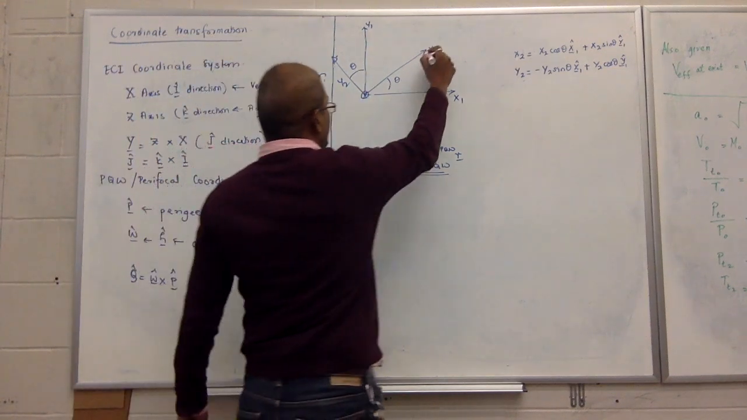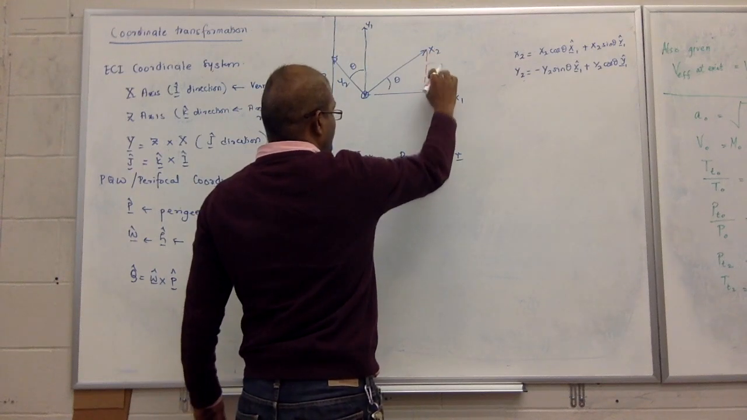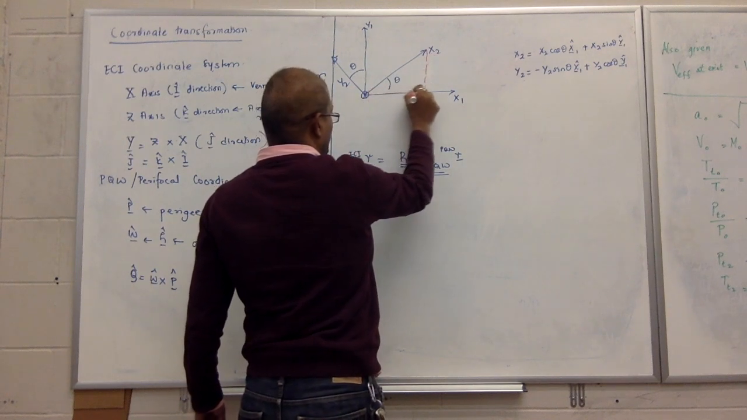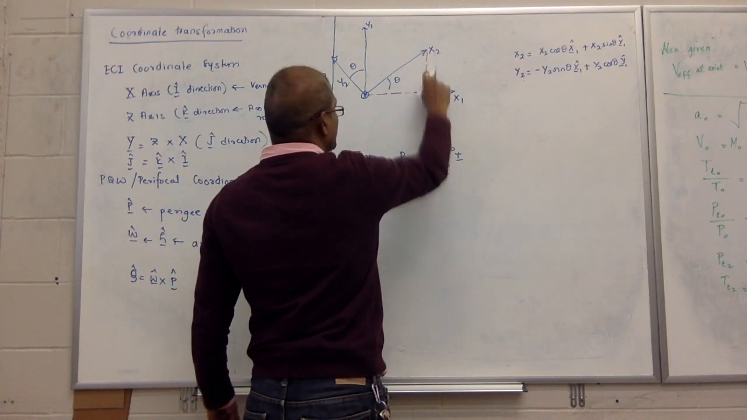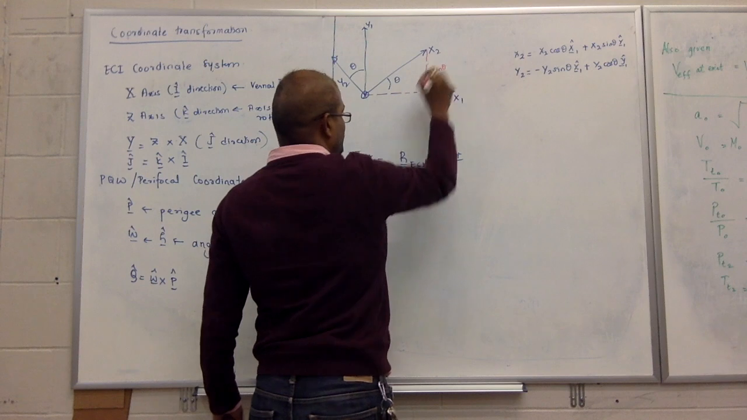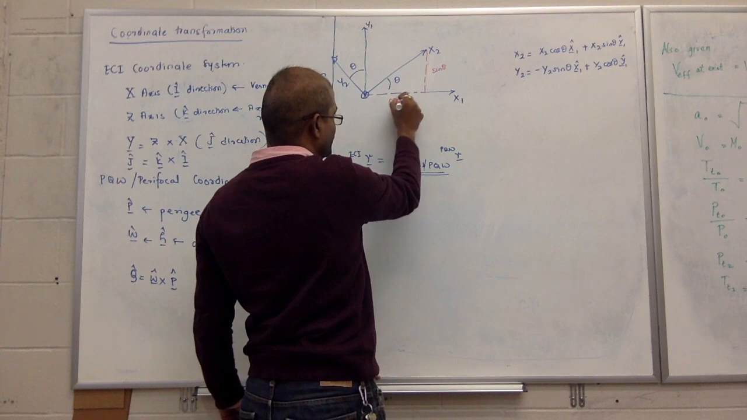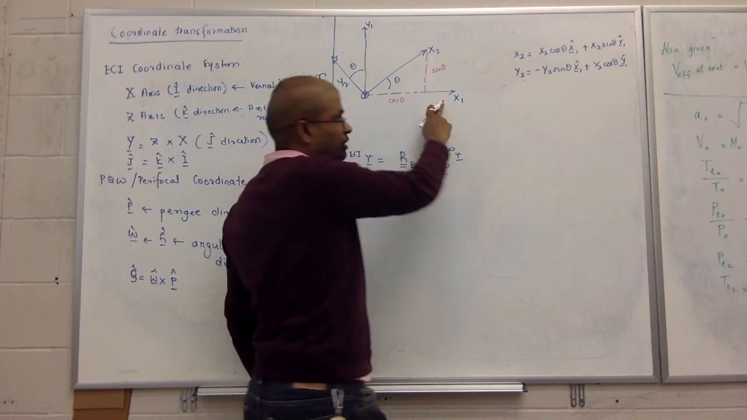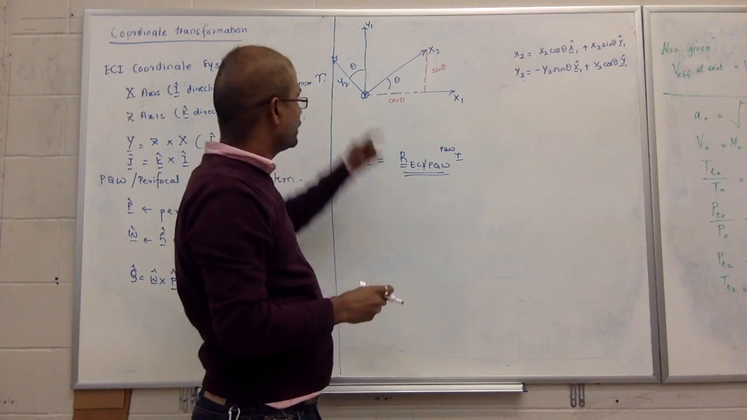So the components are these, right? Everybody agrees? This is the y component of x2, and this is the x component of x2. You see, this is in the positive y direction, so this would be sine theta. This is in the positive x direction, and this is cosine theta. So x2 cosine theta in the x direction, x2 sine theta in the y direction. Now we look at this.